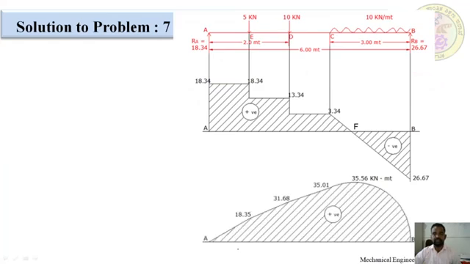Next we will draw the bending moment diagram. First of all, this is the extended part. At A is equal to 0, at B is equal to 0. First we have to draw one horizontal line or baseline. At B, mark it: at A it is 0, at B it is 0.